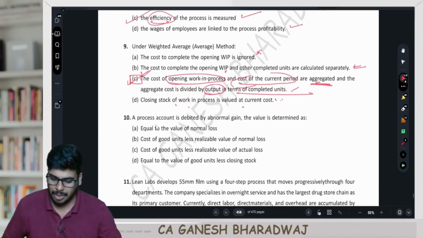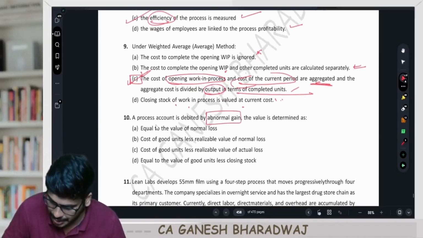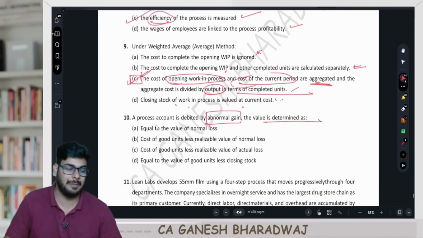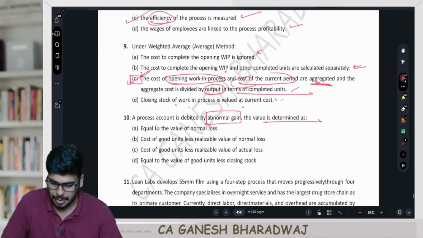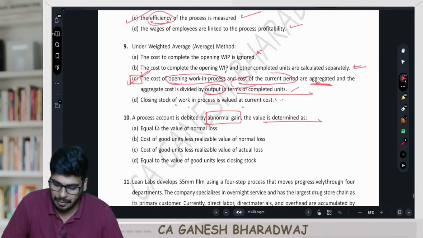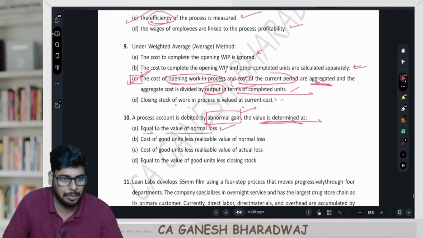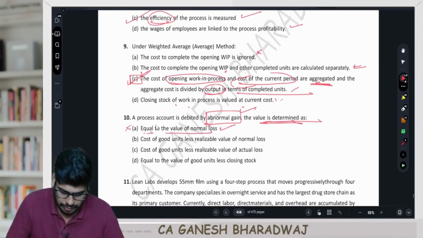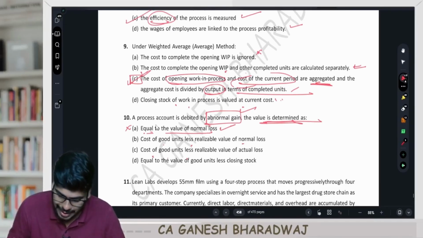Yes. Next, a process account is debited by abnormal gain. The value is determined as follows. A, B, C, D. Quickly read and tell me. A: The value of abnormal gain is equal to the value of abnormal loss. Correct? No. B: The cost of good units less the realizable value of normal loss. C: The cost of good units less realizable value of actual loss. D: The value of good units less closing stock.